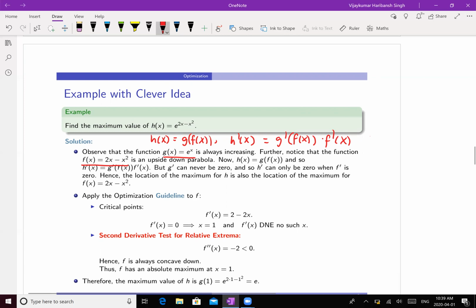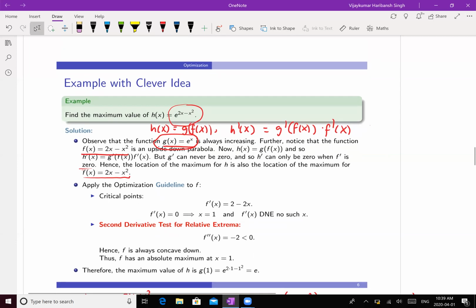Yeah. So now note that g prime can never be 0, right? Why? Because it's an exponential function. Exponentials are never 0. So the only way you can get 0 for h prime of x is when f prime is 0, right? So hence the location of the maximum is also the location of the maximum for f of x equals 2x minus x squared. That's very clever. Because instead of looking at e to the power 2x minus x squared, now you're looking at f of x equals 2x minus x squared.